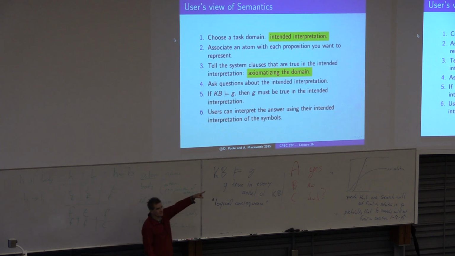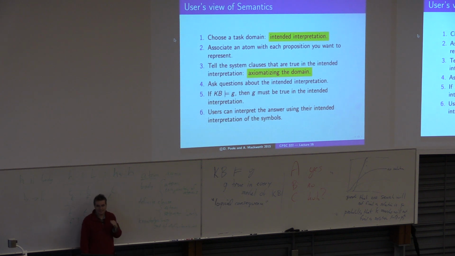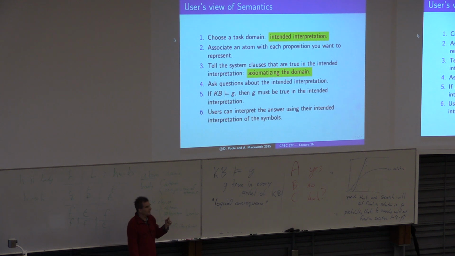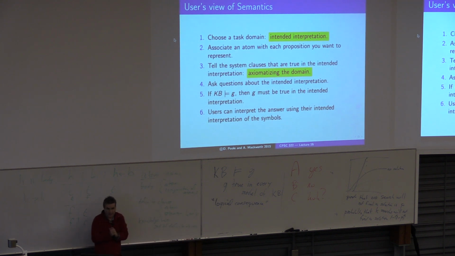Okay, so if we have a particular knowledge base where we mean particular things for symbols, then that's a model for the knowledge base. G is true in all of them, so G must be true. If the knowledge base doesn't logically entail G, then maybe the intended interpretation is the one model where G is false. So we don't know whether G is true or not. Okay, so if it logically follows, it must be true. If it doesn't logically follow, we don't know whether it's true or not in the intended interpretation.